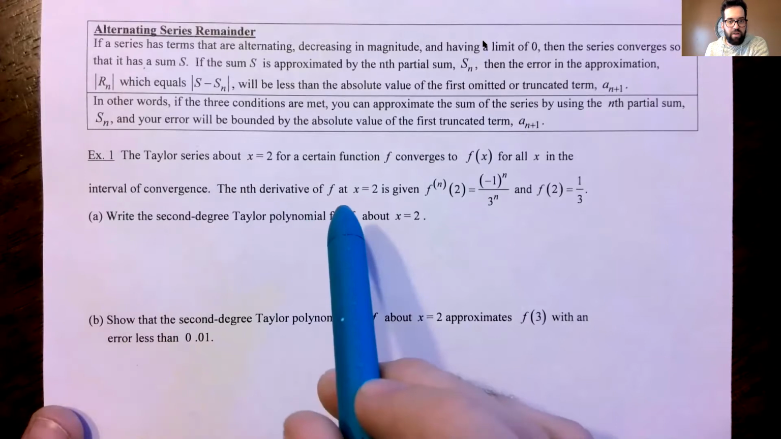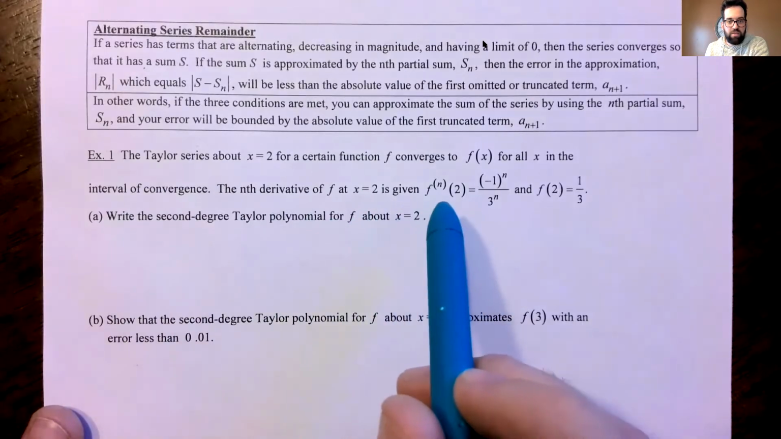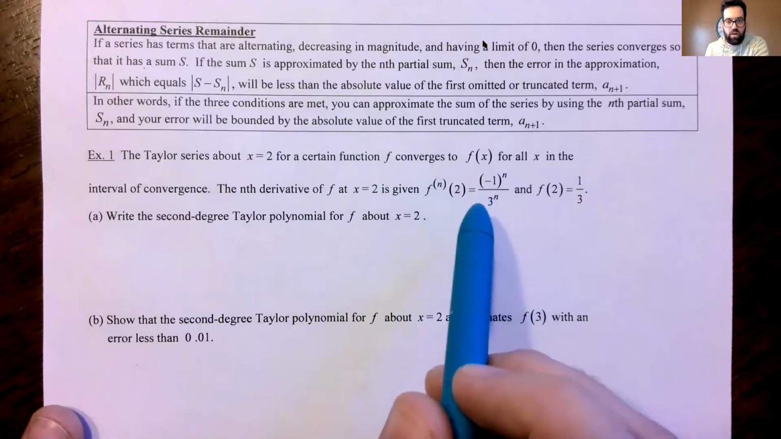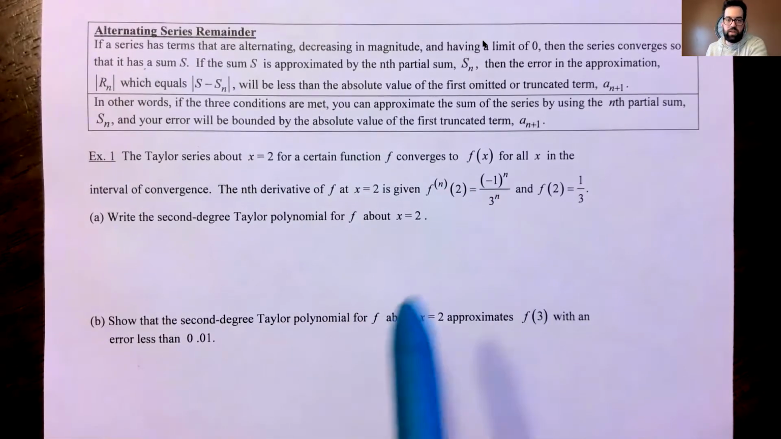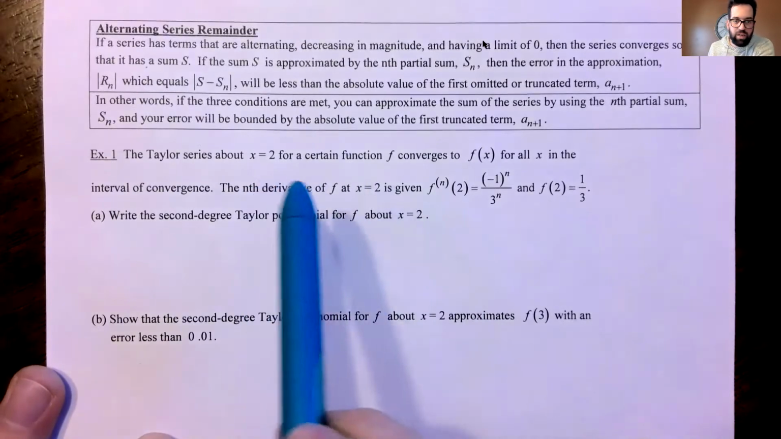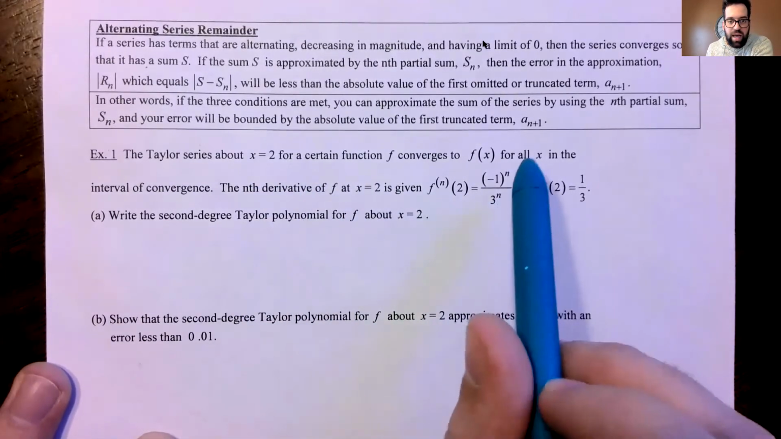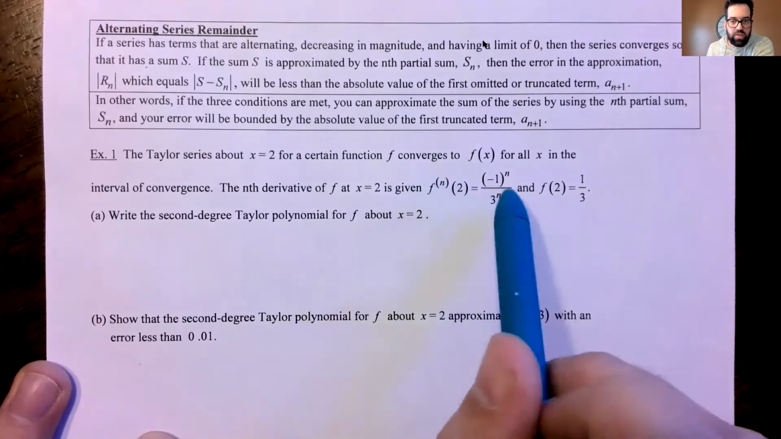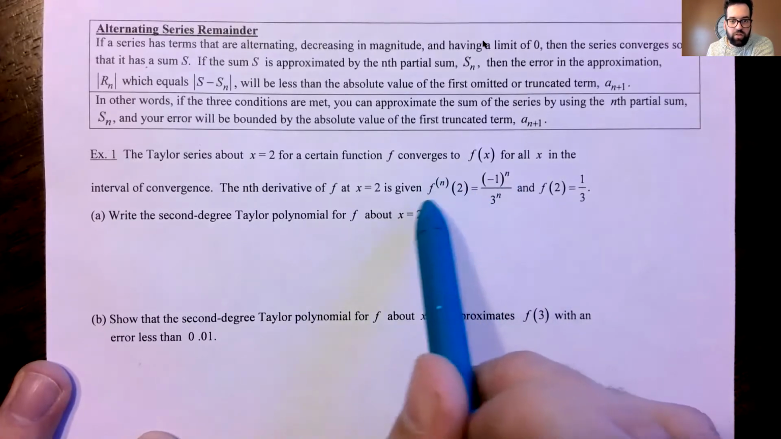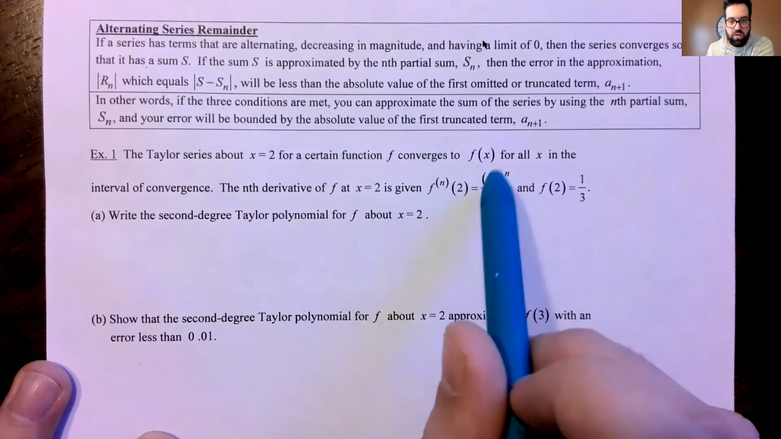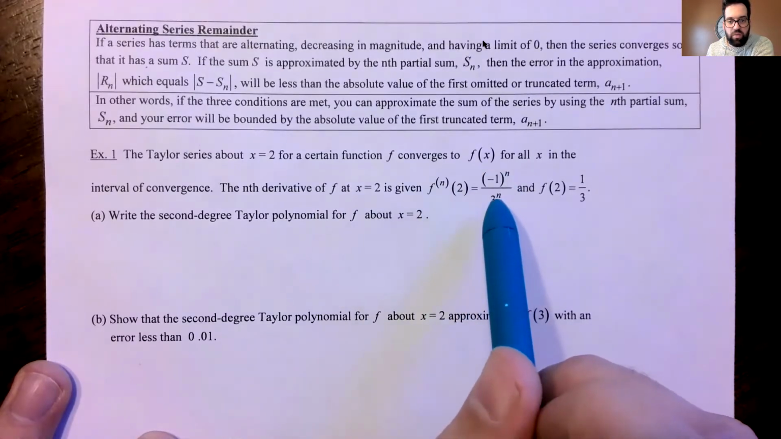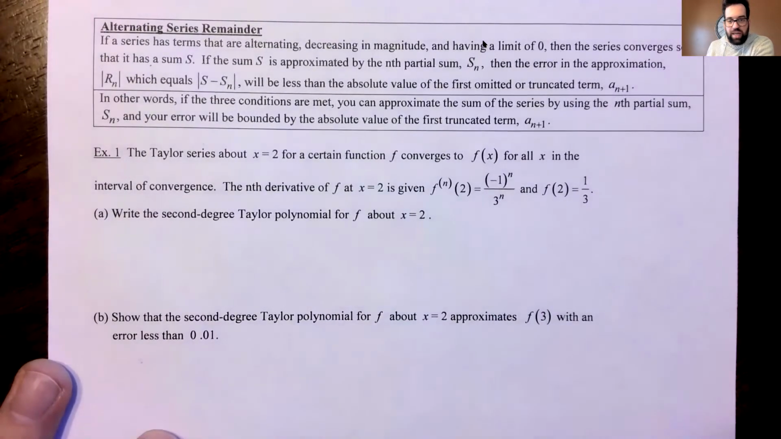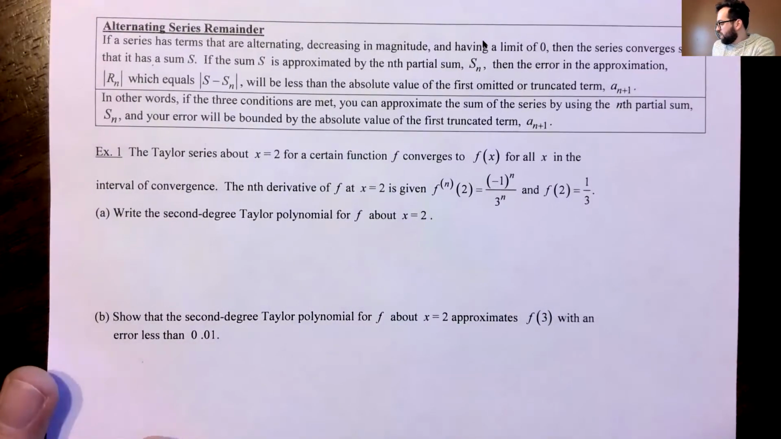The nth derivative of f at x equals 2 is given by f nth derivative of 2 equals -1 to the n over 3 to the n. So this is a little different than the normal way that we are given derivatives. This n actually represents which derivative we're on. So when n is 3, it means the third derivative at x equals 2 is this, with 3 plugged in for n. So that's kind of interesting, but let's see if we can apply this.